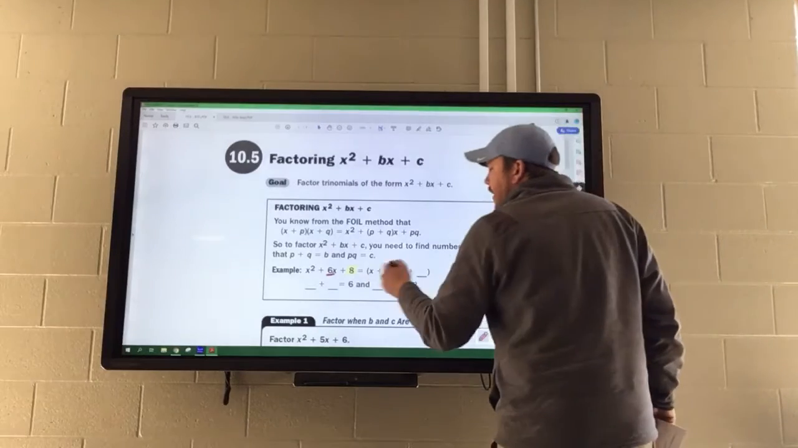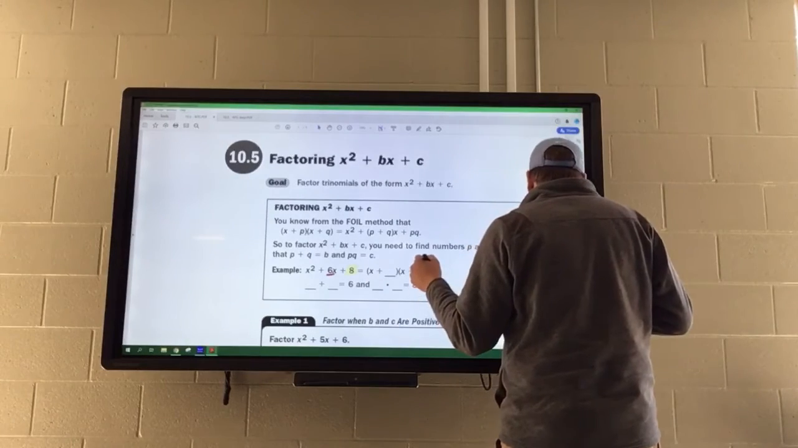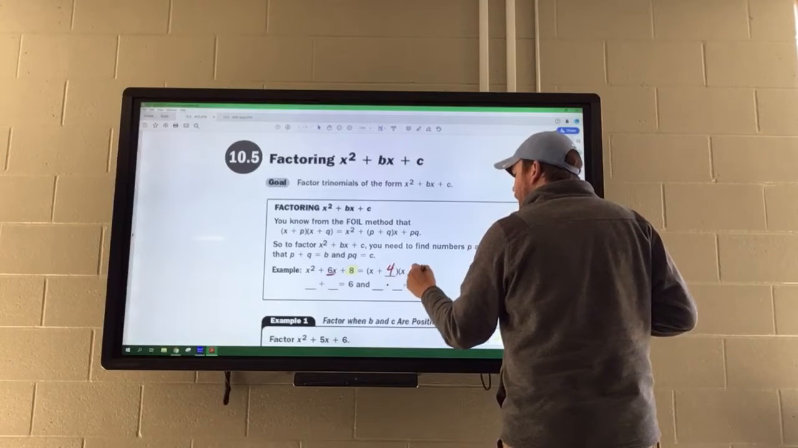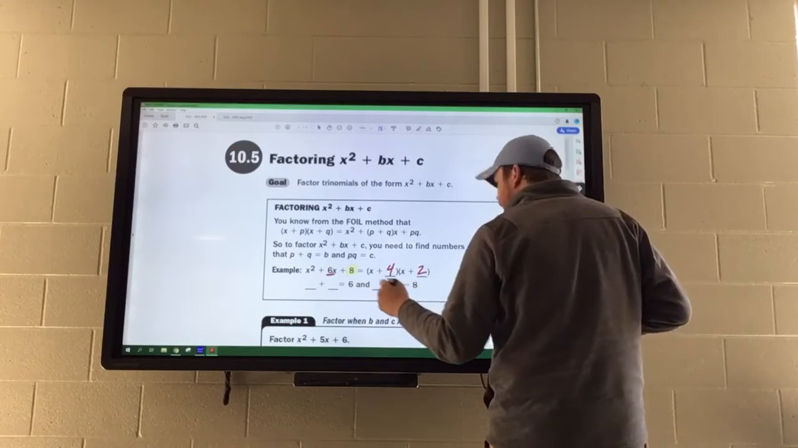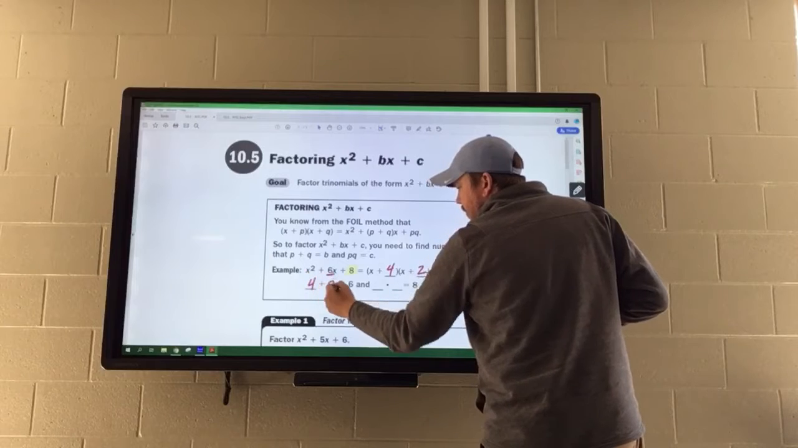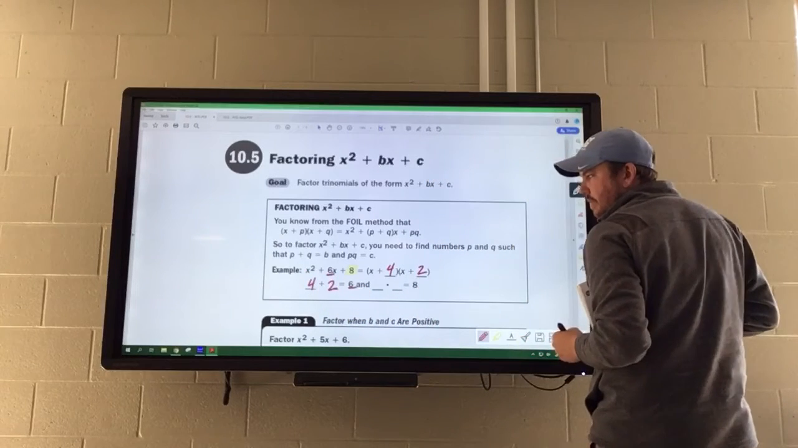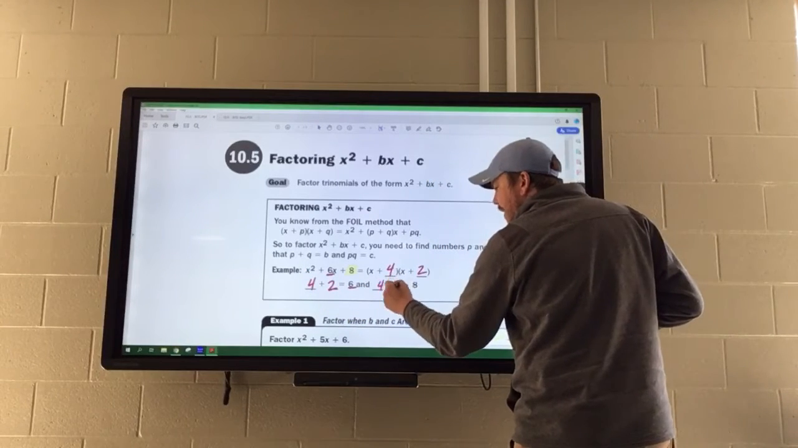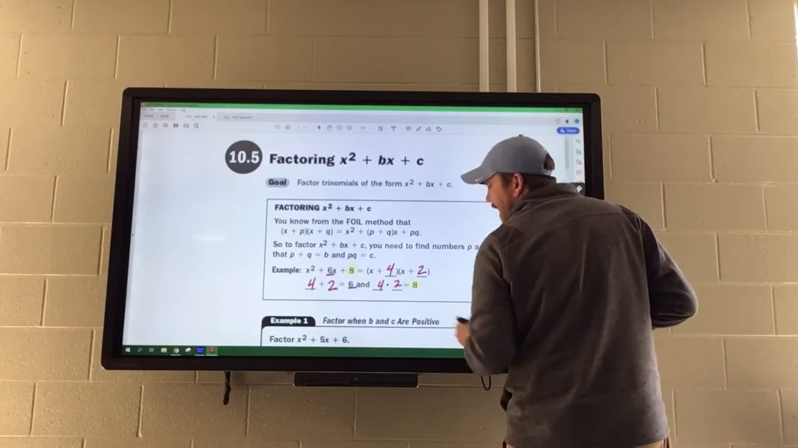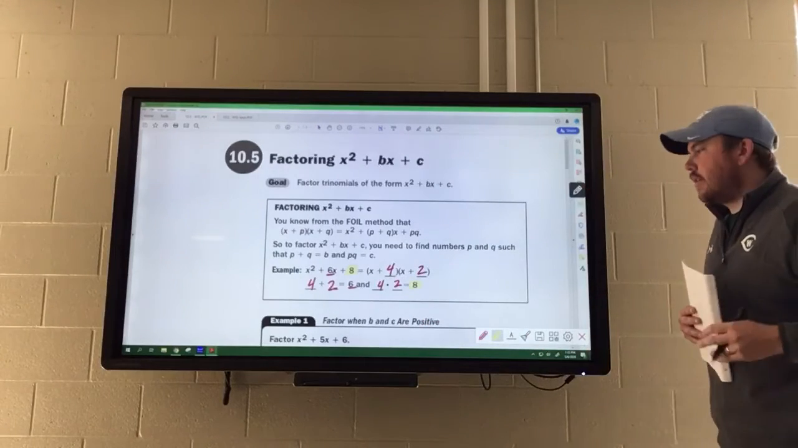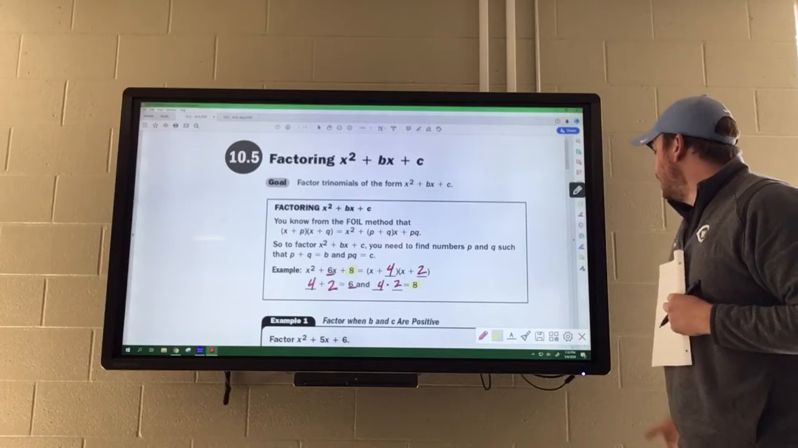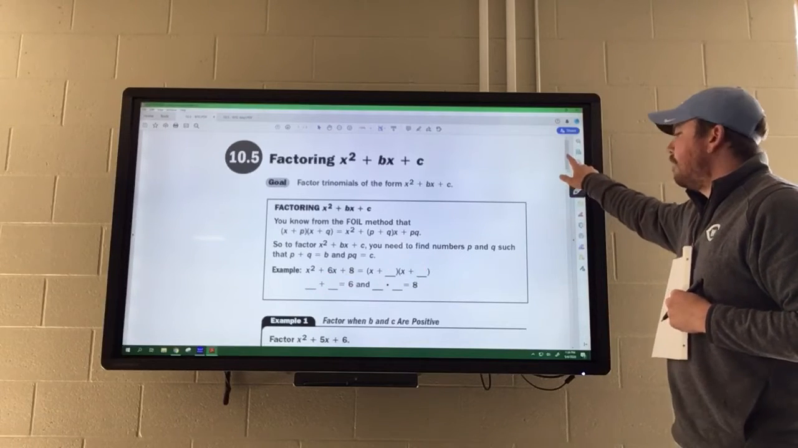So, to do that, we can use x plus 4 and x plus 2, because 4 plus 2 equals 6, and 4 times 2 equals 8. Don't worry, we'll cover it a little more in depth in just a moment. Let's get to some examples.